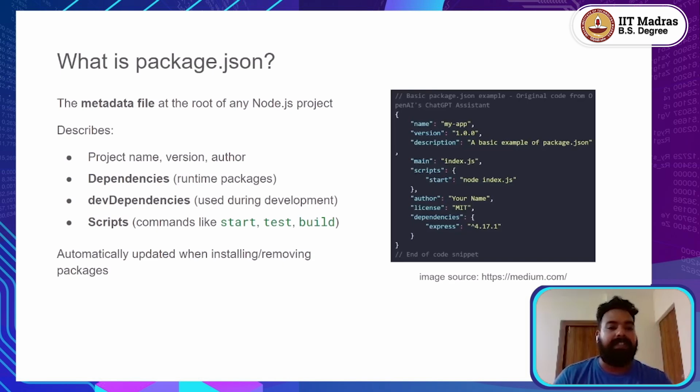Within package.json, you will always find scripts. Scripts are a very powerful feature that allow you to automate common tasks such as starting your application, running tests, or building your project for deployment. As you install or remove packages, npm automatically updates your package.json file to reflect these changes, keeping everything up to date and organized.